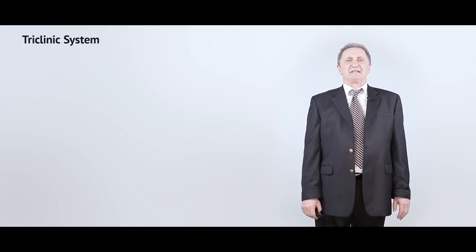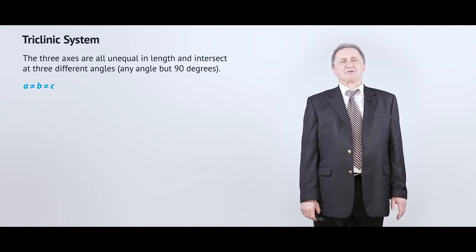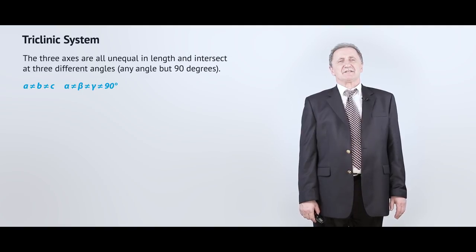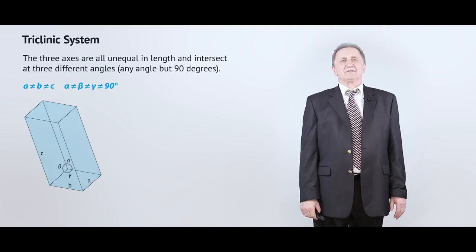Finally, the triclinic system, and the triclinic pinacoid is shown on this slide, has all 3 axes not equal to each other, and all angles of intersection of these axes are not equal to 90 degrees.